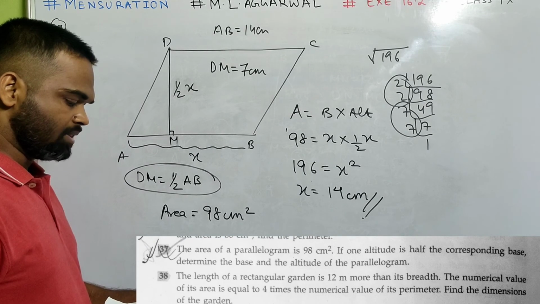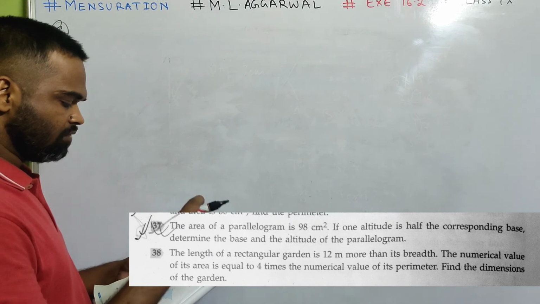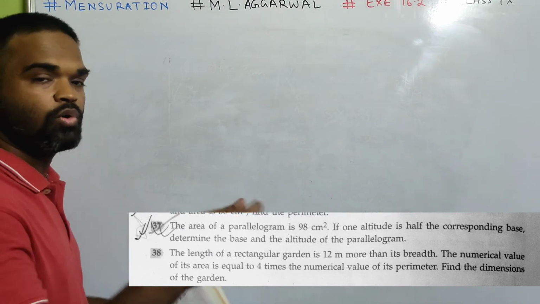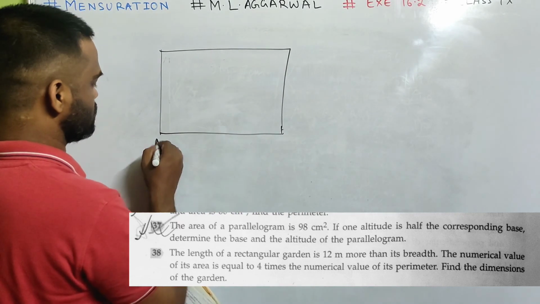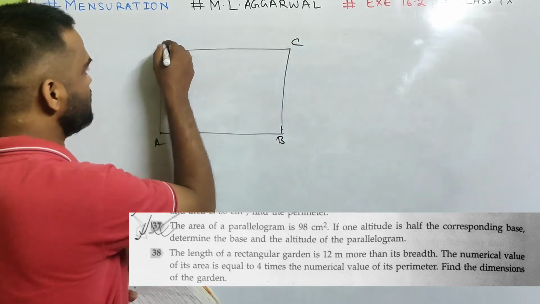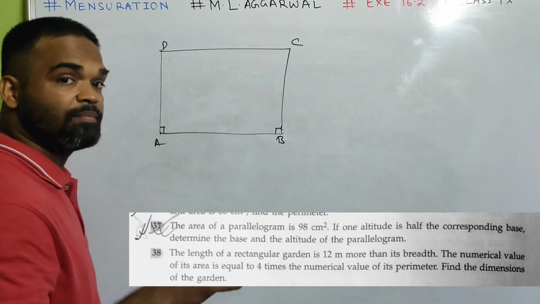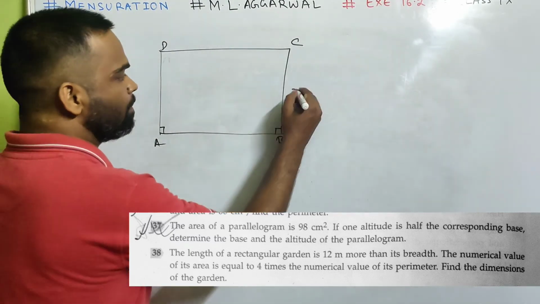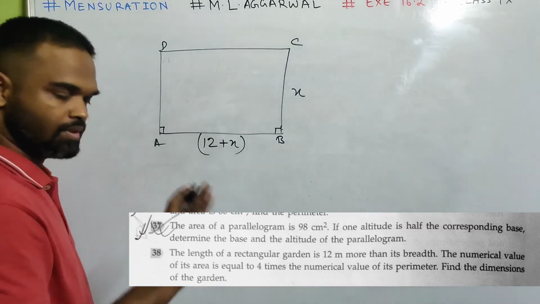Now let us look at number 38. Now look at 38. The length of the rectangular garden is 12 meter more than its breadth. So this is your rectangular garden. Suppose ABCD. They've given the length of the rectangular garden is 12 meter more than its breadth. So if the breadth is x, length is 12 plus x. No doubt in that. Okay.